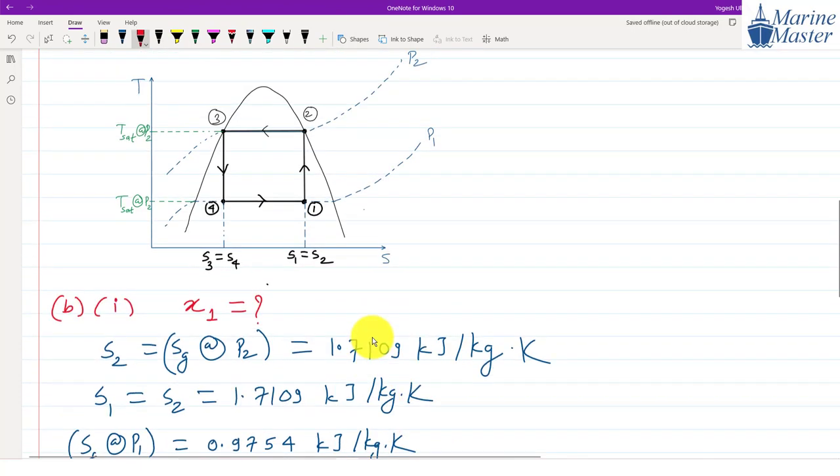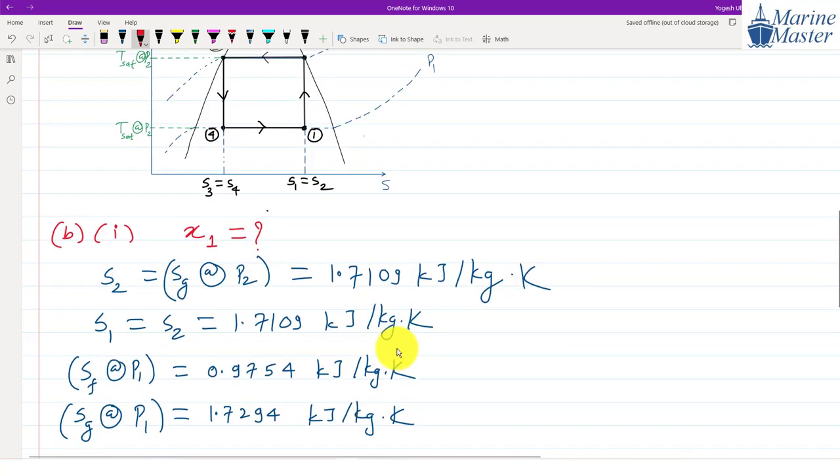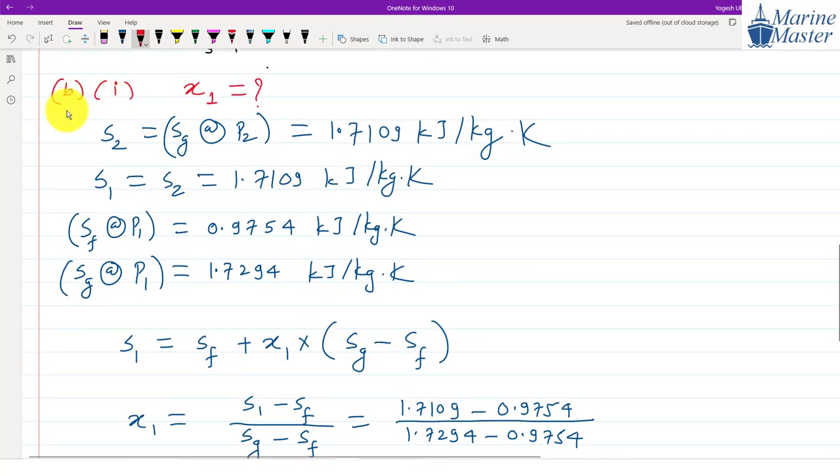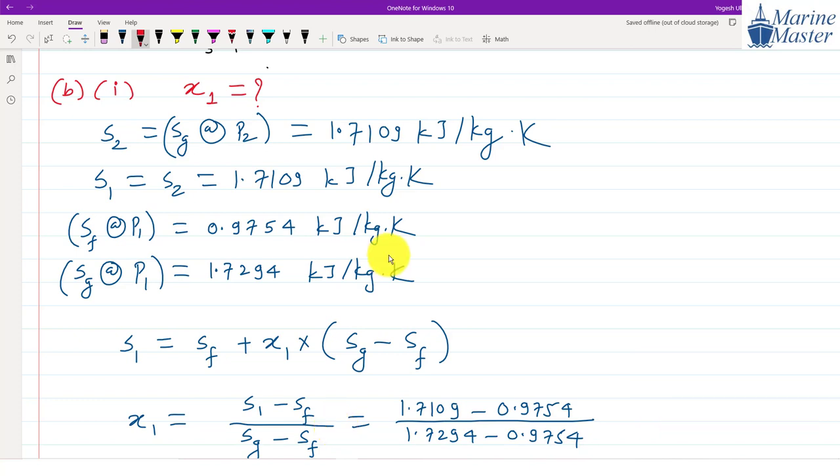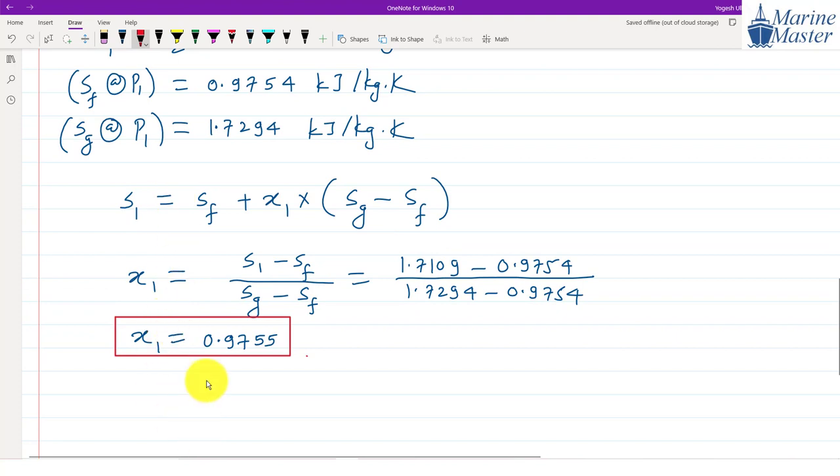Before going further, we have already drawn the TS diagram. After the TS diagram, in the first part we needed to find x1, the dryness fraction of the refrigerant entering the evaporator, or the dryness fraction at the beginning of compression. We calculated x1 just now. So before going further, please write down this discussion up to this point, guys. Now after this, write down the remaining discussion, guys.